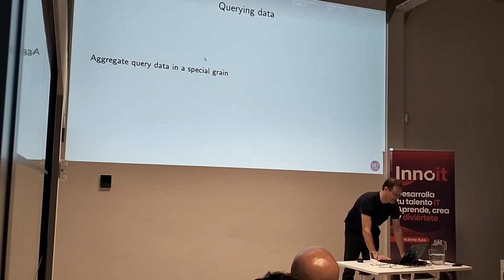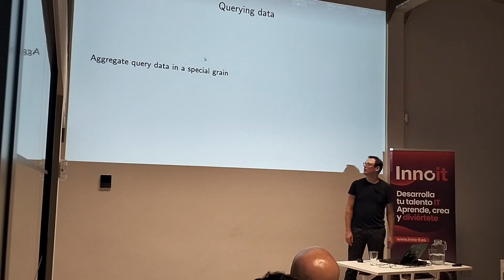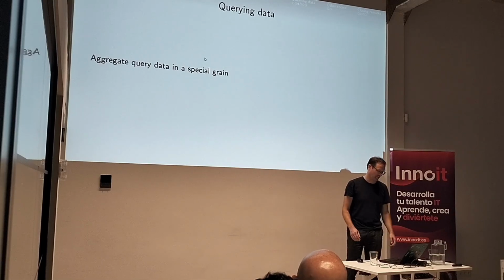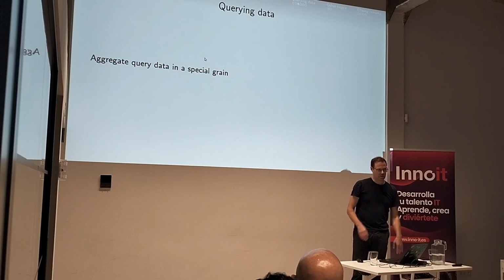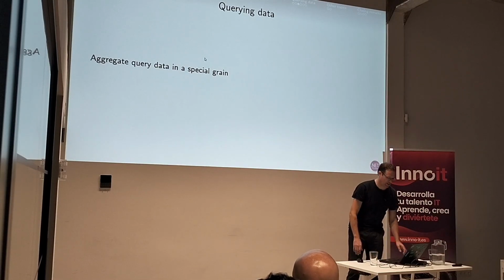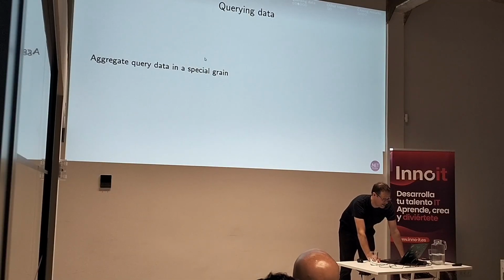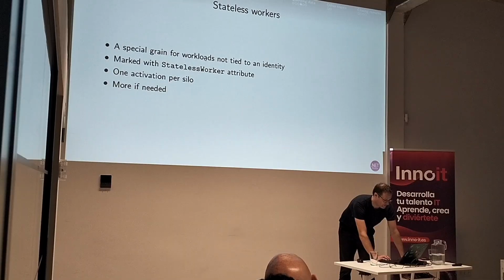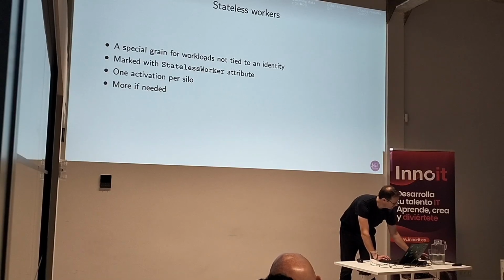You can aggregate data in special grains. Obviously you can only do that as long as there's not too much data. So if you have, for example, 10,000 events in the future and you get rid of all events that have already taken place, then it's a perfectly viable solution. But if you have more than that, or if it grows without bounds, then you'd better directly write to a read model.